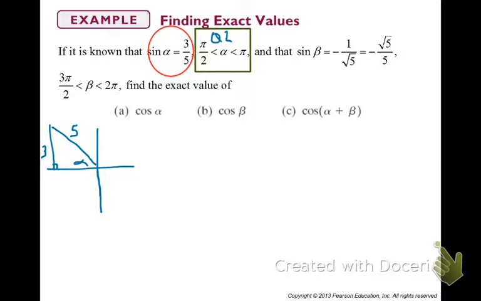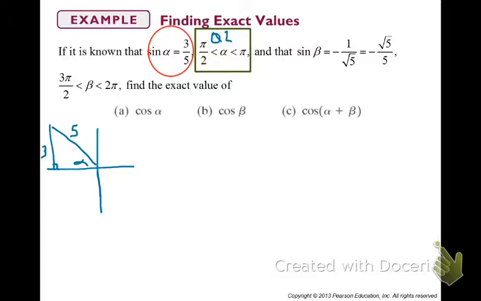Now, we're going to do A, which is to find cosine of alpha. Tell me again what the ratio is for cosine. Adjacent over hypotenuse. So if I'm right here, adjacent is missing, right? So this is a right triangle. We have a missing, in this case, leg. What formula are we going to use to find this distance? Pythagorean theorem. So let's do that.